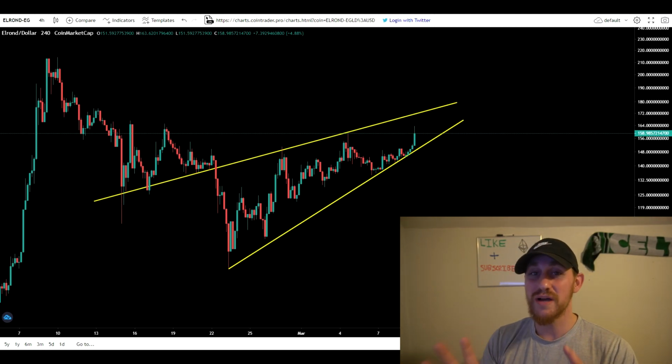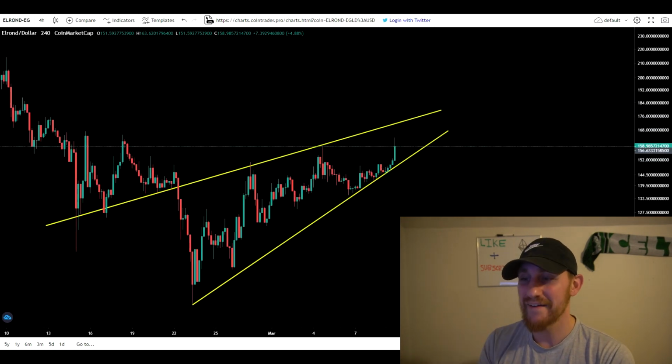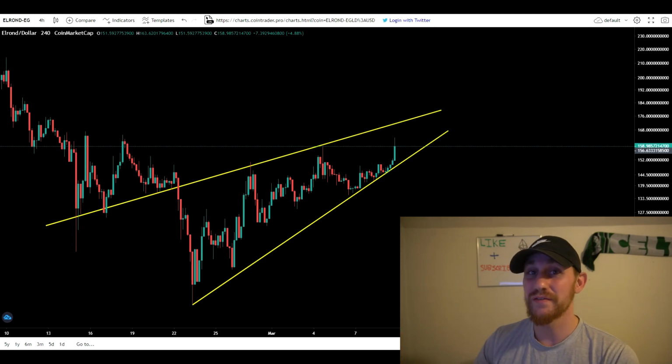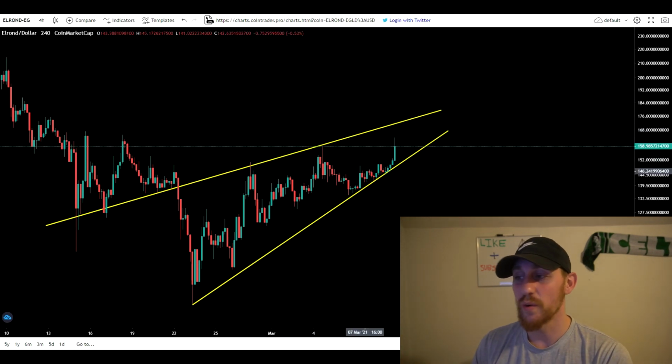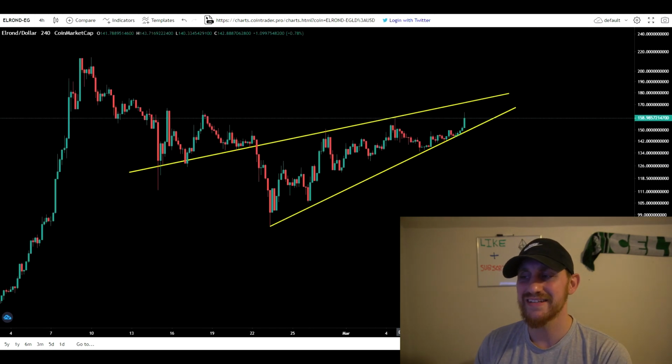All right, now let's jump right on into the 4-hour chart here and not waste any time. So first of all, guys, we're going to start with our possible bearish scenario. Now, you guys know by the title that I'm bullish on EGLD going into the medium term, but short term, we could still see slightly downwards pressure.